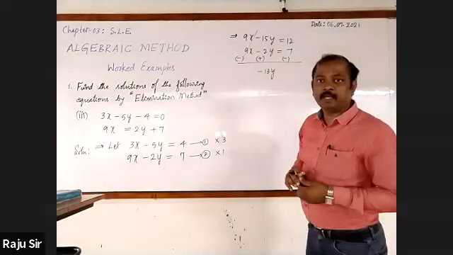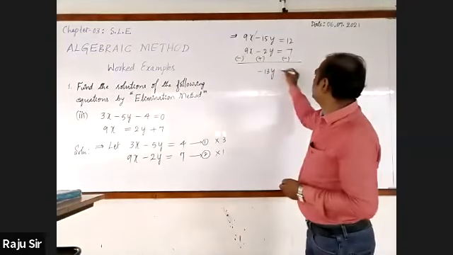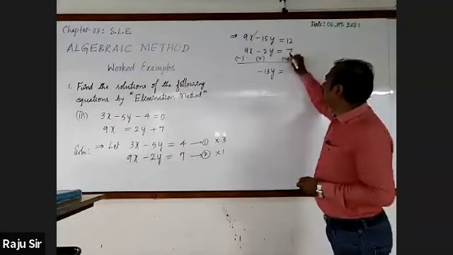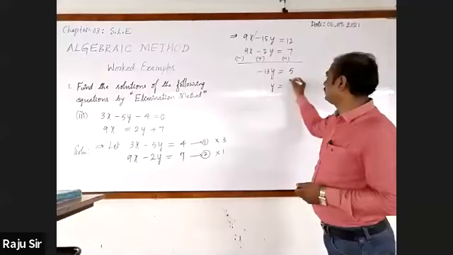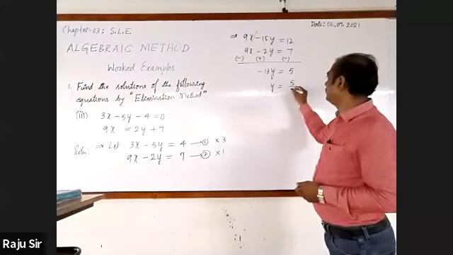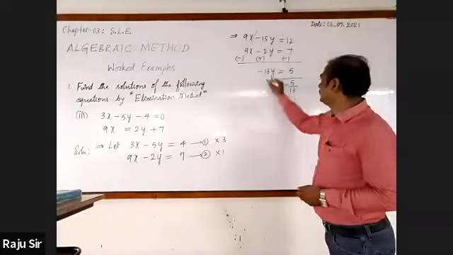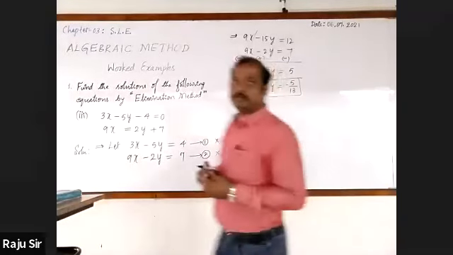Minus 13y is equal to 12 minus 7 plus 5, minus 5, plus 5. We want the y value. y is equal to 5 over minus 13, which is nothing but minus 5 by 13.